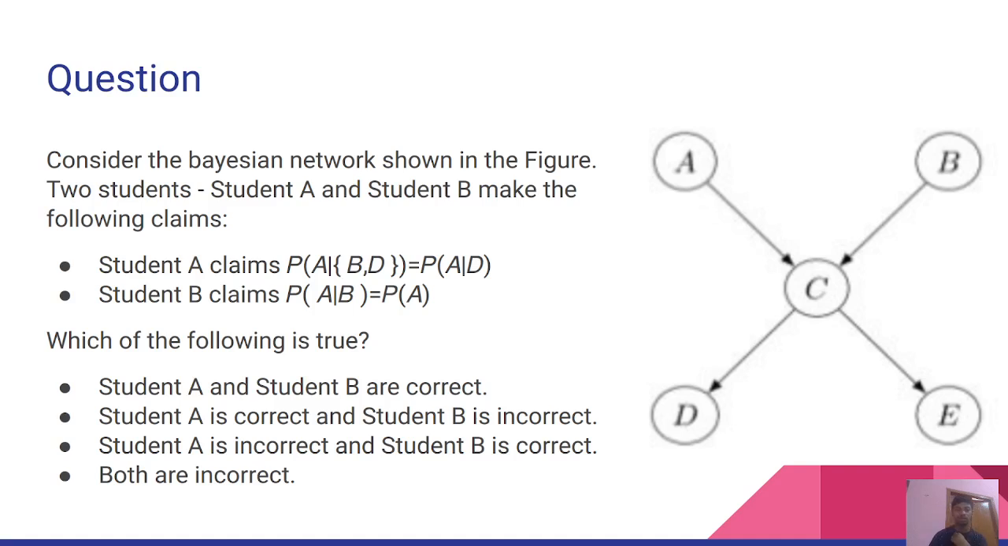So what does P of A given B, D equal to P of A given D mean? It means that A and B are independent given we know D. So A and B are independent given we know D. So is it correct?